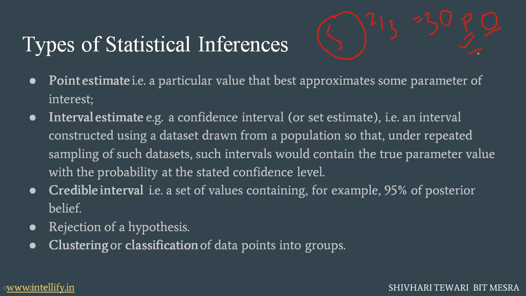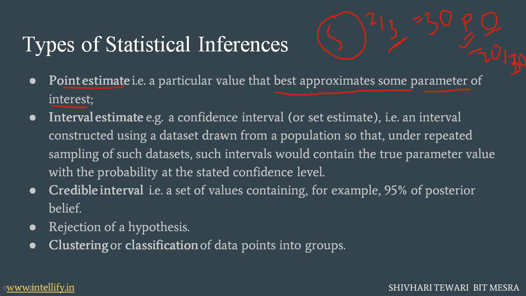If 20 out of 30 students prefer Pepsi Cola, then he will say that 2/3 of the students of the school prefer Pepsi Cola over other brands. So that 2/3 is basically a particular value that best approximates some parameter of interest. This kind of statistical inference is known as point estimate, to estimate the best approximate value of some parameter.